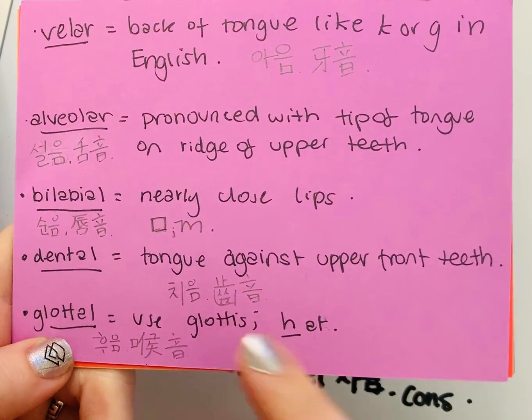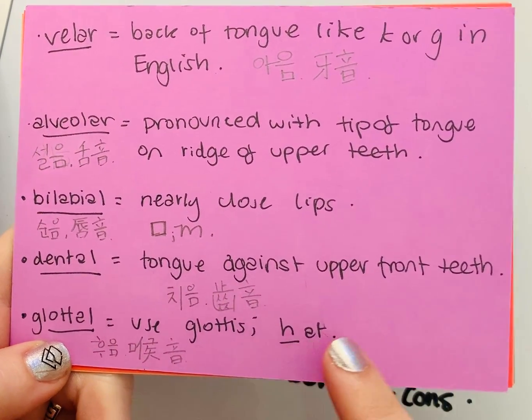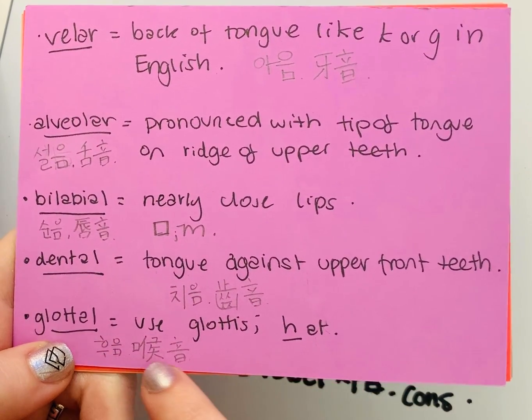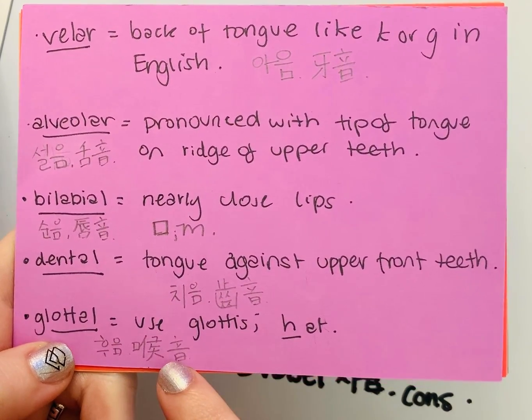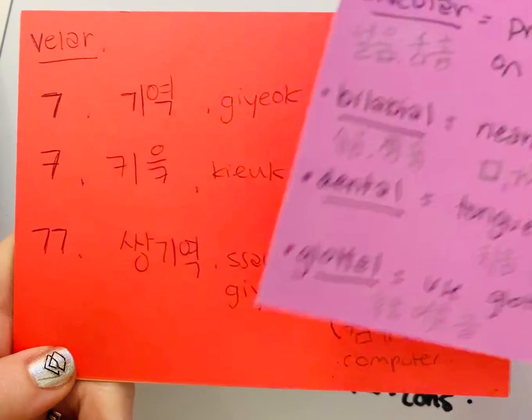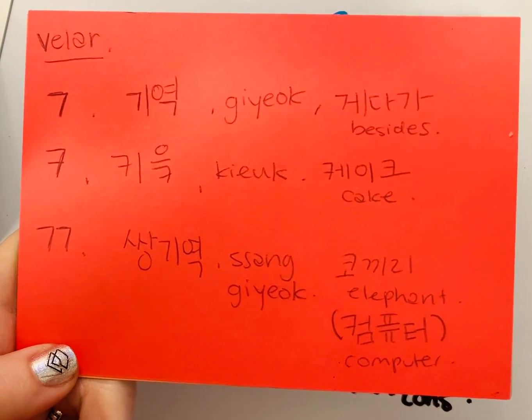Glottal means you use your glottis. You're using your throat for this, kind of like the H in hat. These are called glottal sounds. So, enough of that. Let's get started with the different consonants.